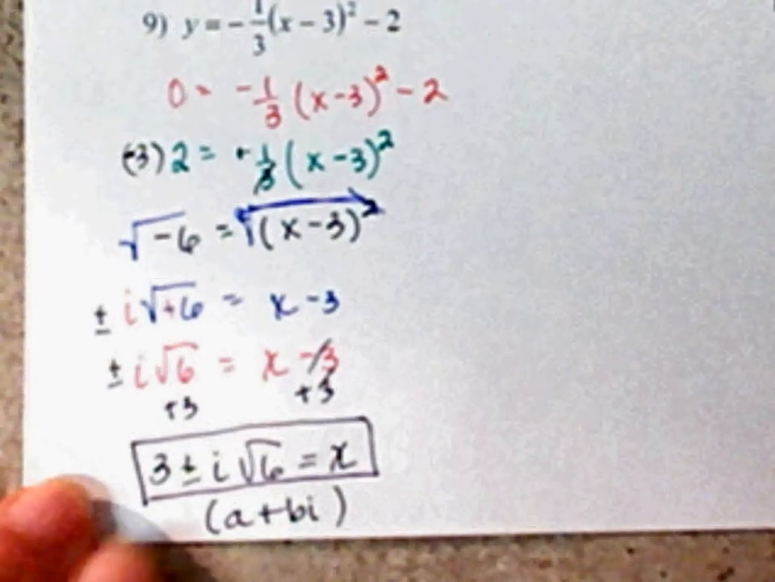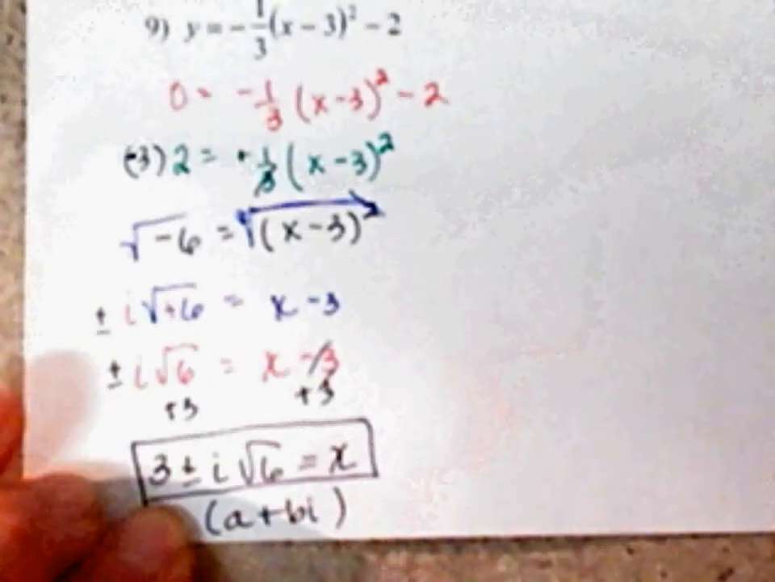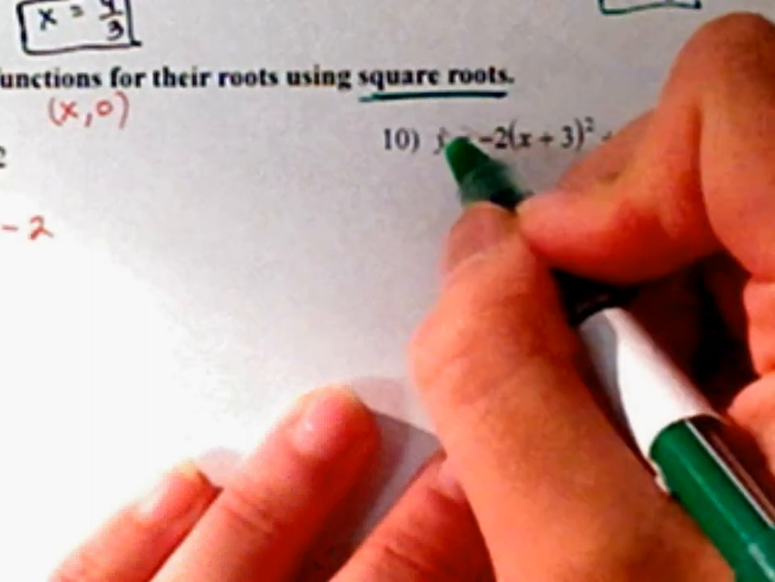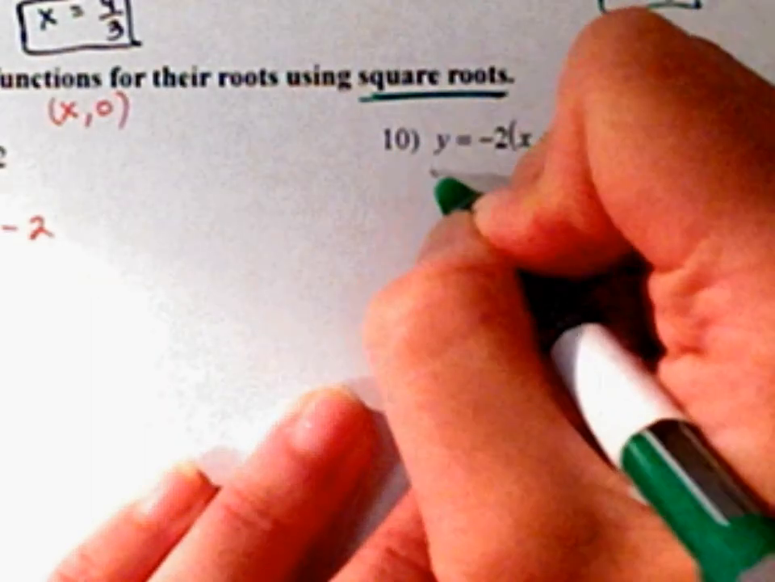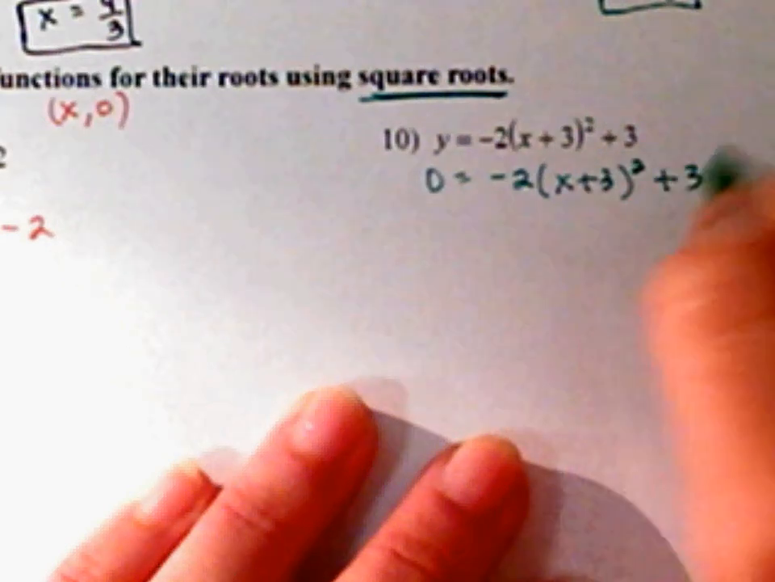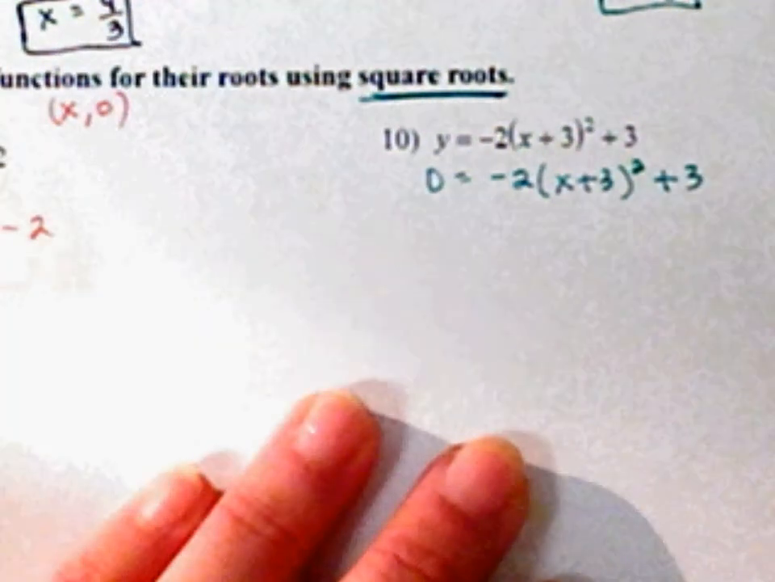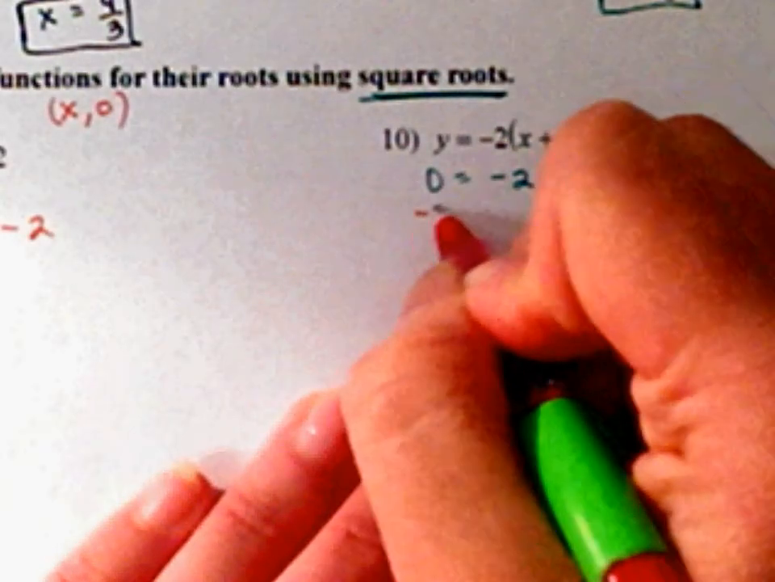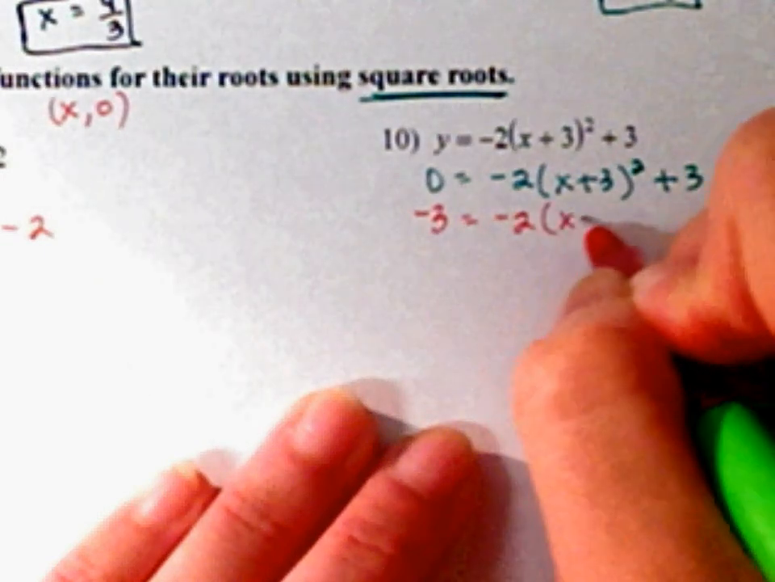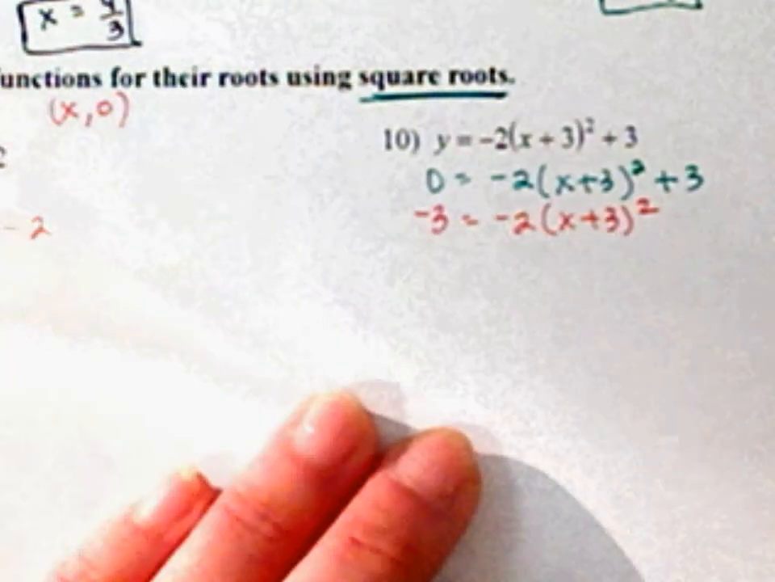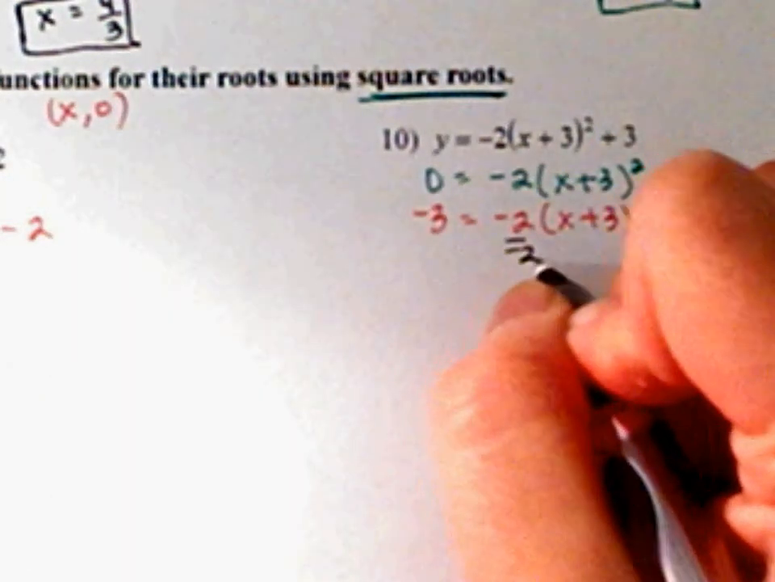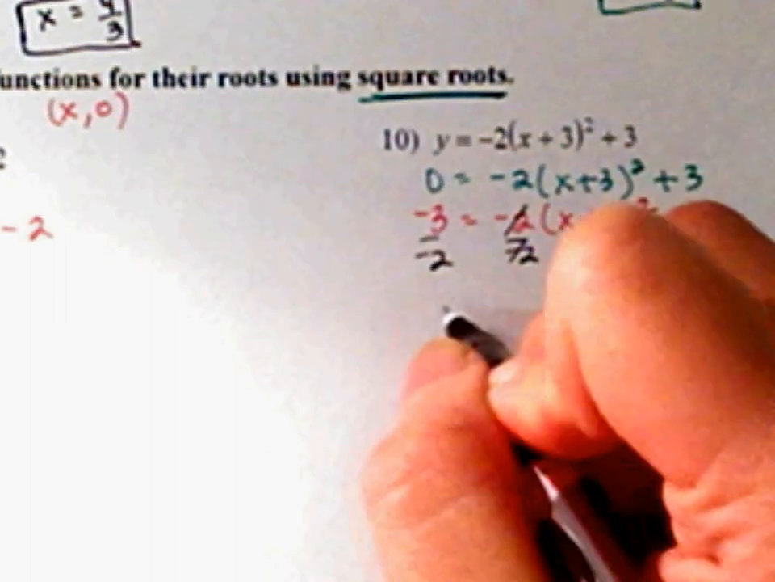Number 10. All right. Equal to 0, because that's where you're crossing the axis, is at 0. So you have negative 2 (x plus 3) squared plus 3. You're solving for x, subtract 3 from both sides, so that leaves you with negative 3 equals negative 2 times (x plus 3) squared. Okay. Divide by negative 2, what you do to one side, you do to the other. So now you have 3 over 2 is equal to (x plus 3) squared.